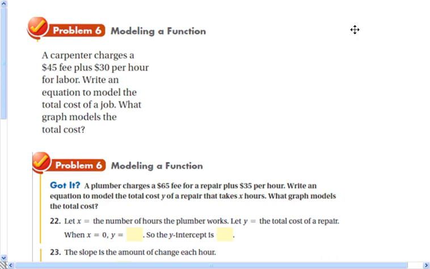All right, this is lesson 621, part 2. Just a couple more problems to go over here. Shouldn't take too long. We're modeling a linear function here.